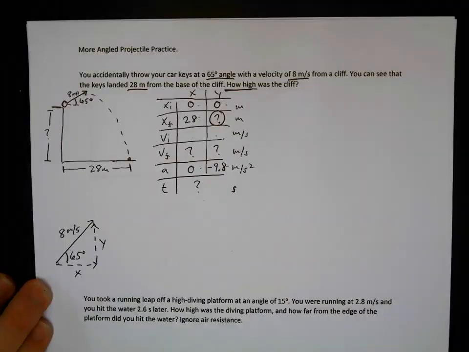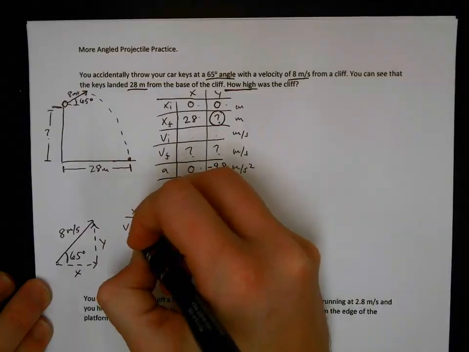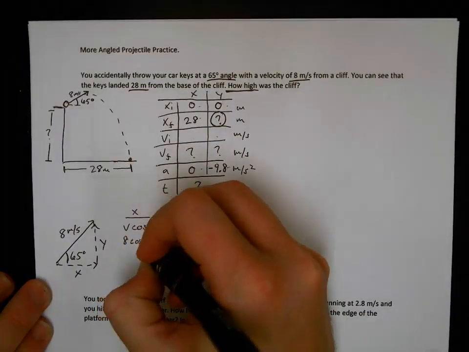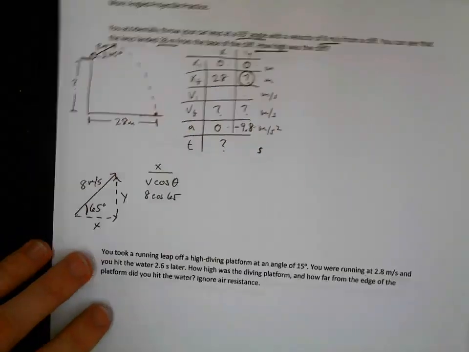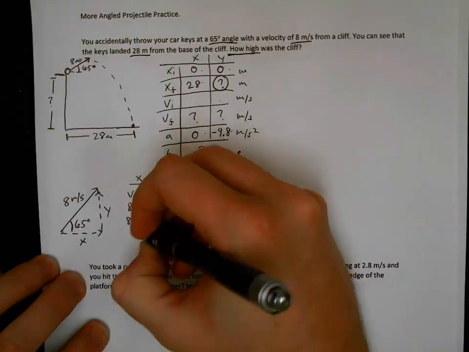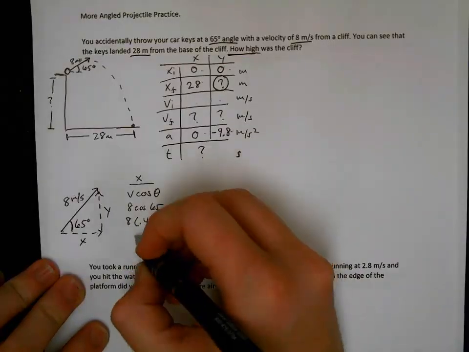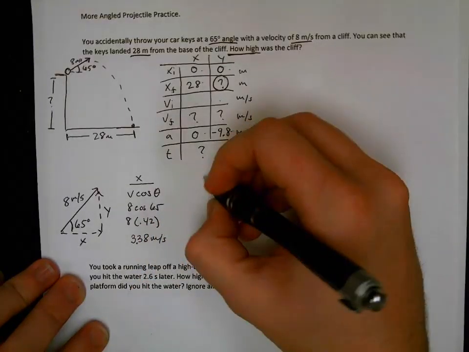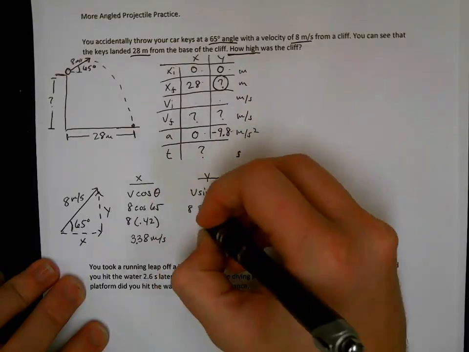X and y. All right, my x component is going to be the velocity times the cosine of the angle. The velocity is 8 meters per second times the cosine of 65. Cosine of 65 is 0.42. All right, and then we can go ahead and multiply those out, and we'll get a velocity of 3.38 meters per second in the x direction. We go ahead and do the y then. Y is v times the sine of theta. So we'll get 8 times the sine of 65.